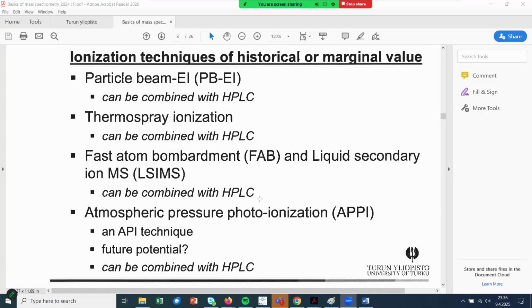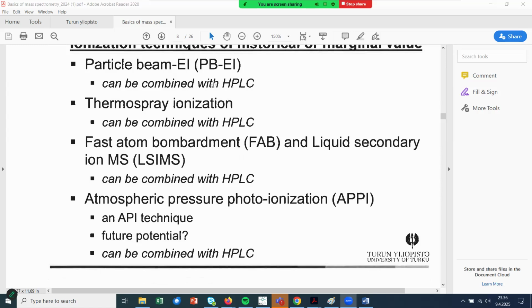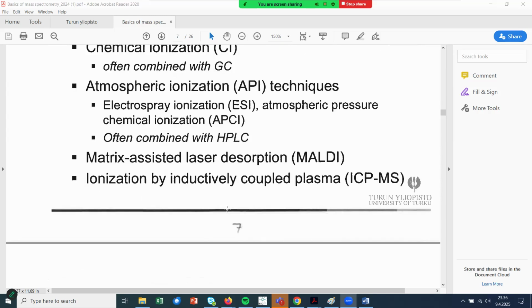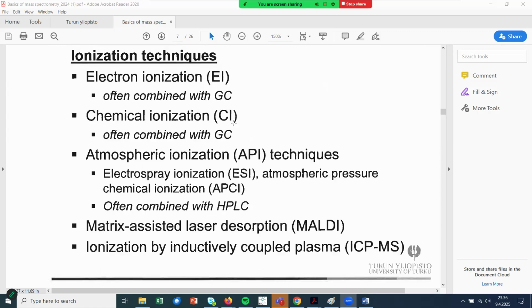Okay, then we have of course some techniques of historical or marginal value. Most of these are old-fashioned, all the better have been made, but then this APPI, atmospheric pressure photoionization, might have some future potential, maybe, but it still hasn't become that popular compared with these other types of atmospheric ionization techniques like electrospray ionization and atmospheric pressure chemical ionization.